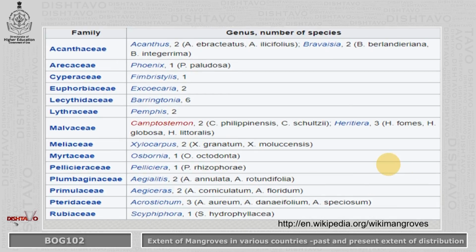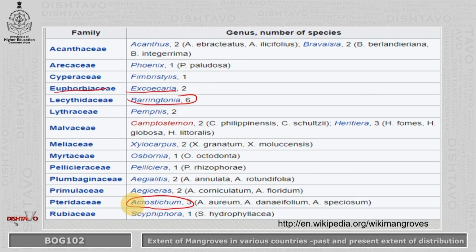Coming to mangrove associates. These are the plants which are called mangrove associates. They don't require true mangrove conditions for their growth. Some of the common ones are listed in the table. We have Excoecaria from the family Euphorbiaceae. Then we have Barringtonia, which has 6 species. And one important point to note here: there is one pteridophyte called Acrostichum, which is also known as a mangrove associate.